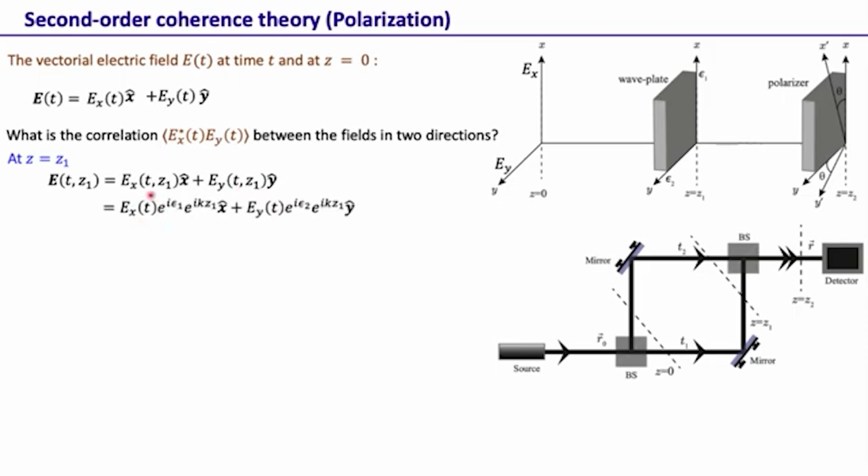So Ex(t, z1) is the field Ex(t) that is at z equal to 0. This field propagates up to this point z.